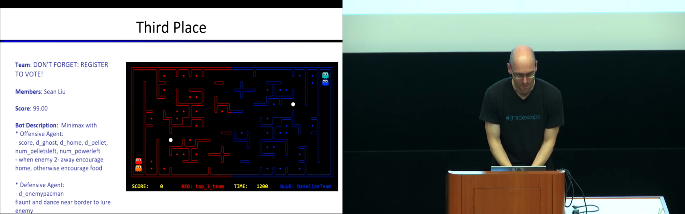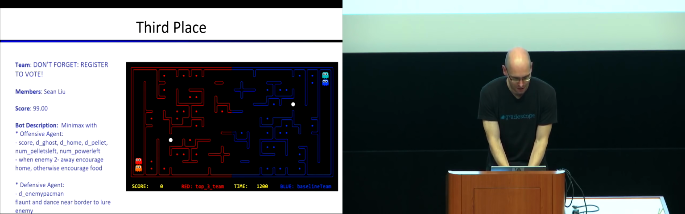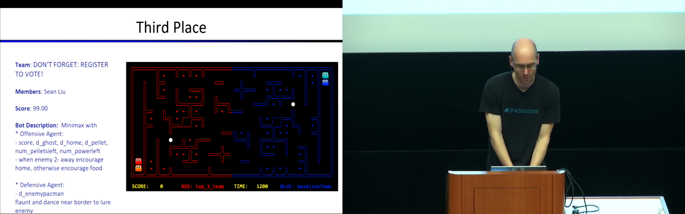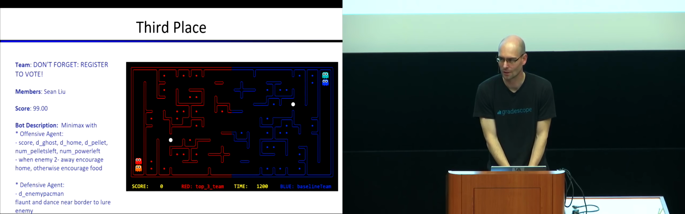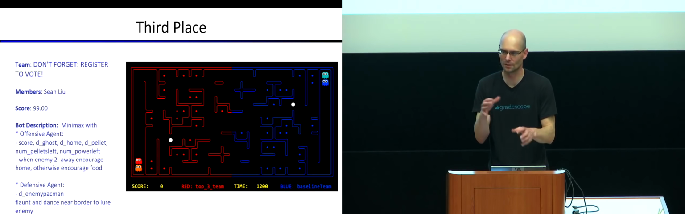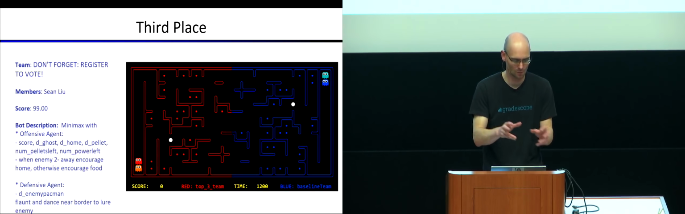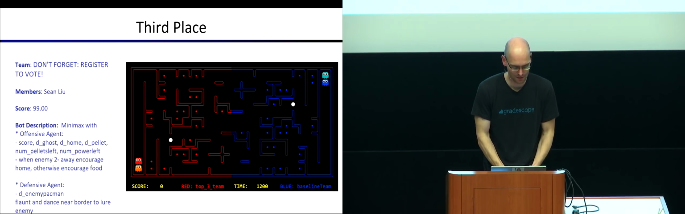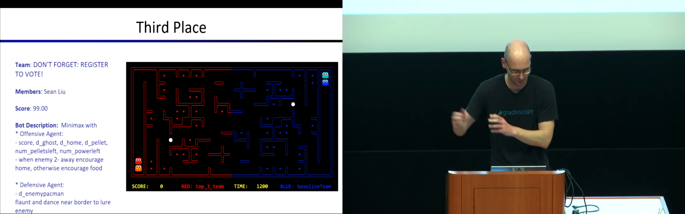Bot description. Minimax with the offensive agent looking at score, distance to ghost, distance to home, distance to pellets, number of pellets left, number of power pellets left. When the enemy is 2 away, encourage to go home, otherwise encourage to collect more food. So you can reweight those features in different ways depending on which situation you're in. The defensive agent is measuring distance to enemy Pacman and trying to get as close as possible.